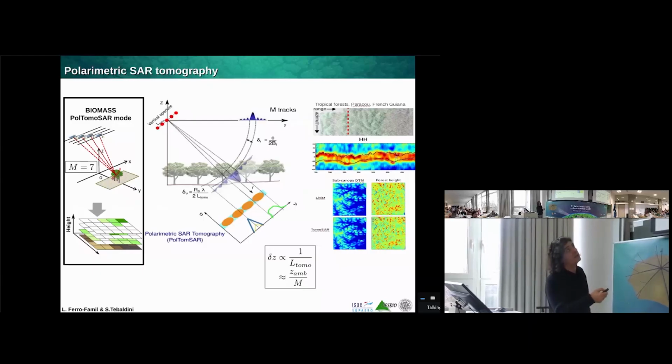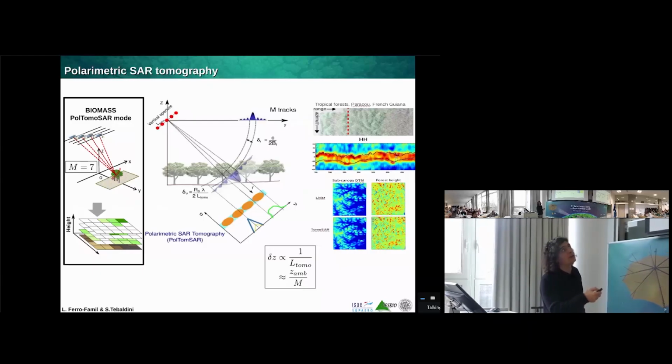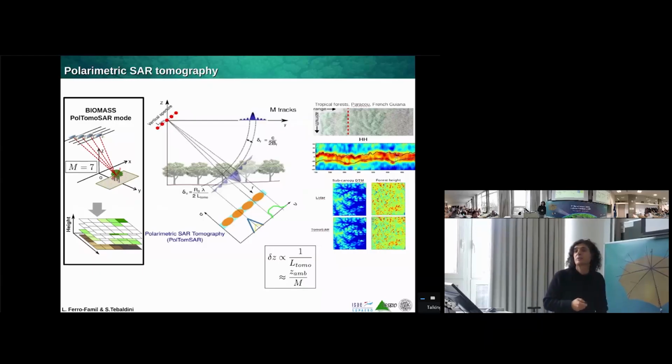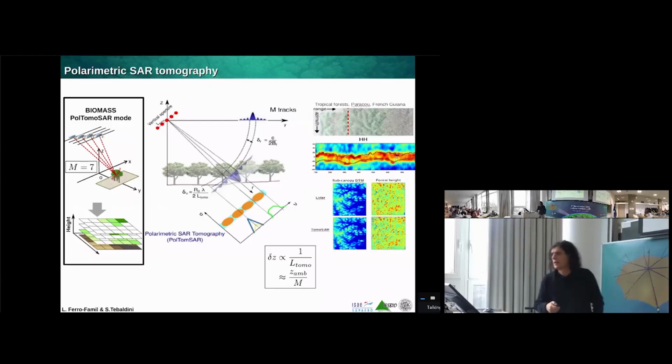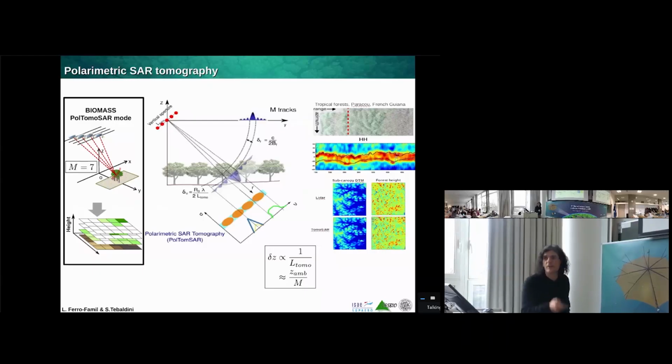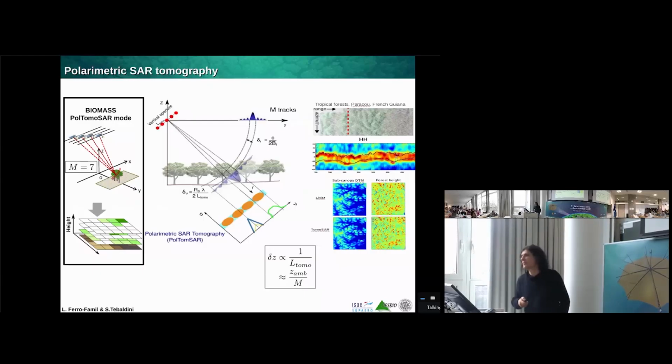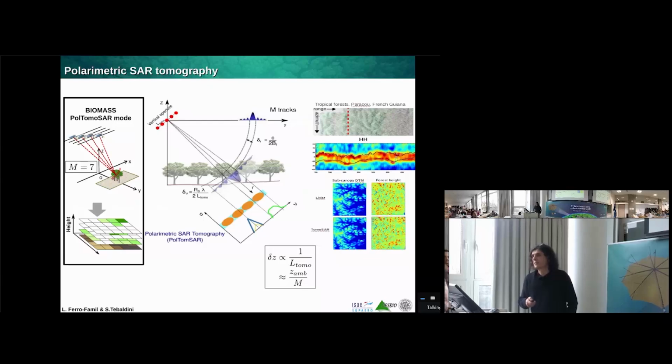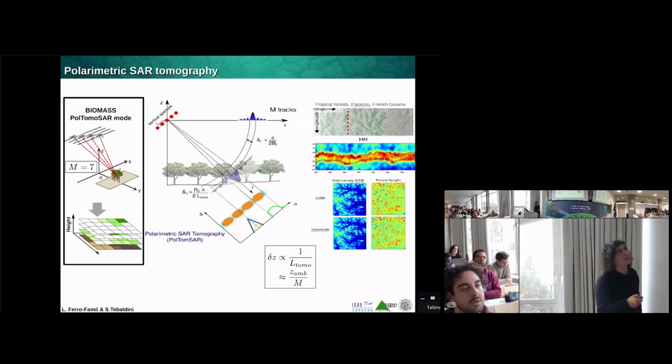This is the tomogram computed along a profile of a tropical forest in French Guiana, a very dense one. The trees are 30 meters high, and these measurements were performed at P-band. Over this profile, when you look at the distribution of the energy in elevation, you get this response, which fits very well with the LiDAR. The black lines correspond to the LiDAR, and of course the color tells you if this is a high or low reflectivity.